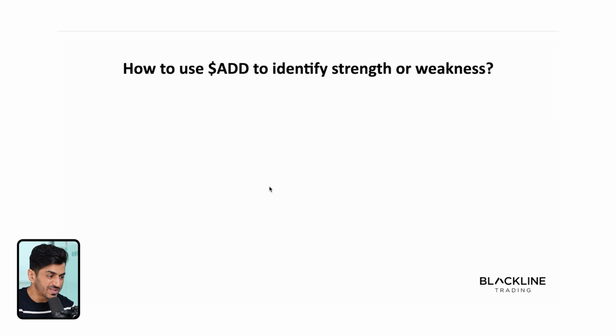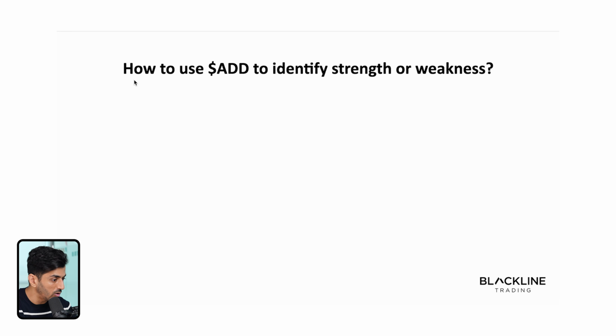Now, how can we use ADD to identify strength or weakness, right? Once again, ADD is just one of the components in the toolkit. If you get very, very strong positive ADD readings, but other indicators are not really aligning, that does not mean that you should just go ahead and buy calls. And similarly, if you are getting very, very strong negative ADD readings, that does not mean that you should just go ahead and buy puts. The idea is that this is one of the components in the entire toolkit that you can combine with other things that we are going to discuss later to build a comprehensive picture.